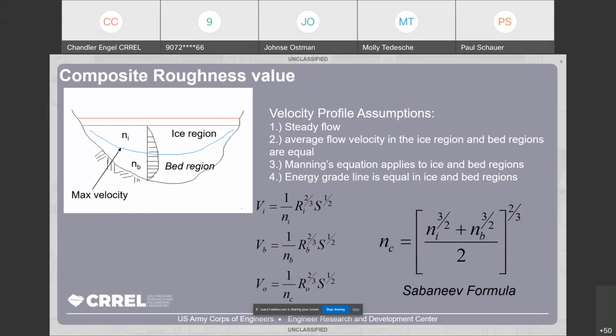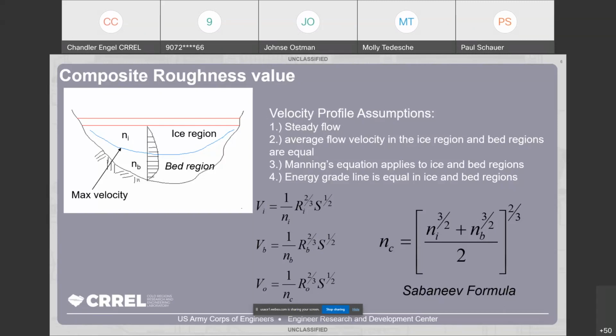So we're going to assume steady flow, as we mentioned. We're going to assume that the average flow velocity in both the regions are equal, and that the energy grade lines are equal in both of these zones. So we have 2 different Manning's equations for what's going on under the ice and along the bed, but we're going to assume that V sub I and V sub B are equal. So the overall velocity is going to work out to V sub O, they're all the same. So we can solve those multiple equations for a composite roughness that satisfies all of these assumptions that I just laid out, and we refer to that as the Sabin-Yves formula for composite roughness.